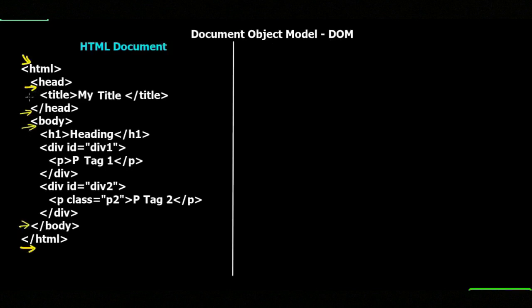Now inside the head we have our title tag, and then we have certain text which is my title, and the title tag closes over here. Similarly, inside the body we have heading tag h1, we have one division with id div1, we have another division with id div2, and inside those individual divisions we have paragraph tags. Now this is very basic. In fact, let me show you the actual code, and we'll also see this code on the browser, how the web document looks.